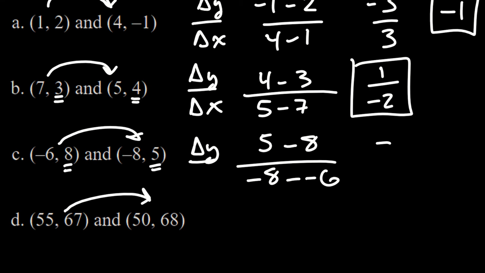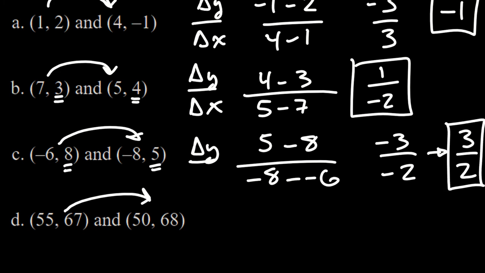5 minus 8 is negative 3. And negative 8 plus 6, right? That should be negative 8, and a positive 6 would be negative 2. Negative 8 plus 6 is negative 2. And since both the numerator and denominator are negative, my slope is positive 3/2.